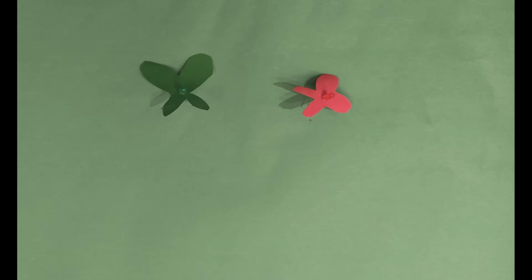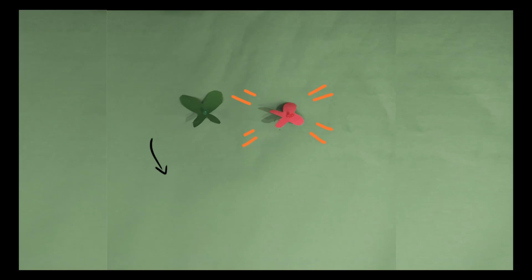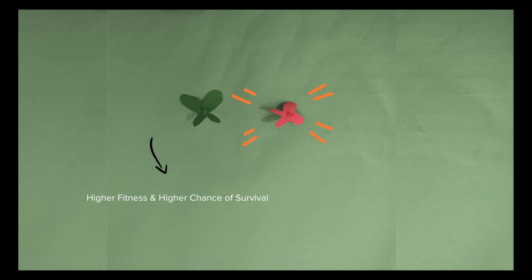Think of it this way. In a population of red and green butterflies, because their natural habitat is mostly green, red butterflies are more distinguishable and thus are more likely to be hunted by a bird. So green butterflies will have a higher fitness and a higher chance of survival when compared to red butterflies. And so, we will expect green genes to pass on to the next generations.